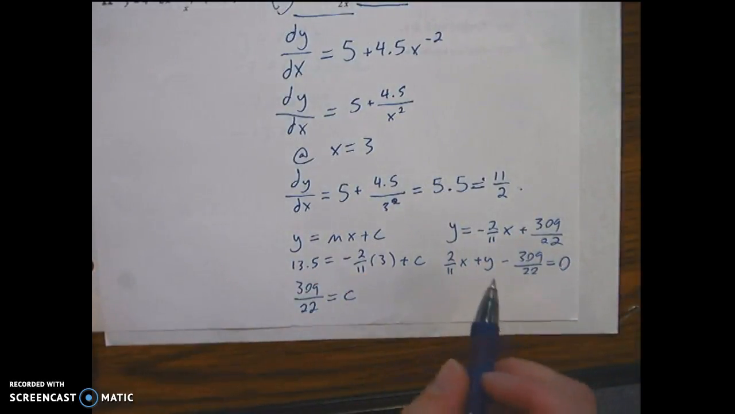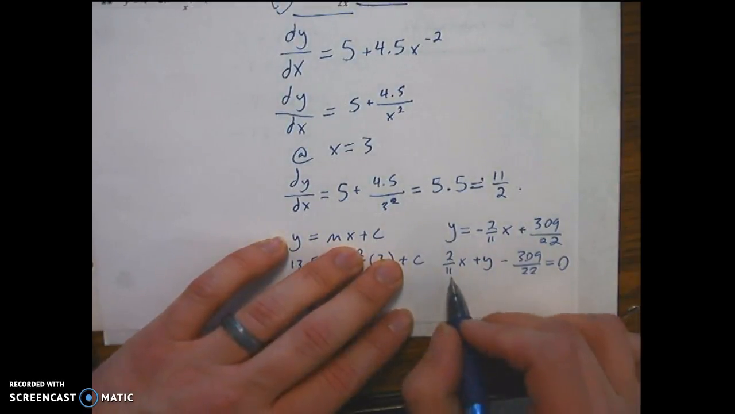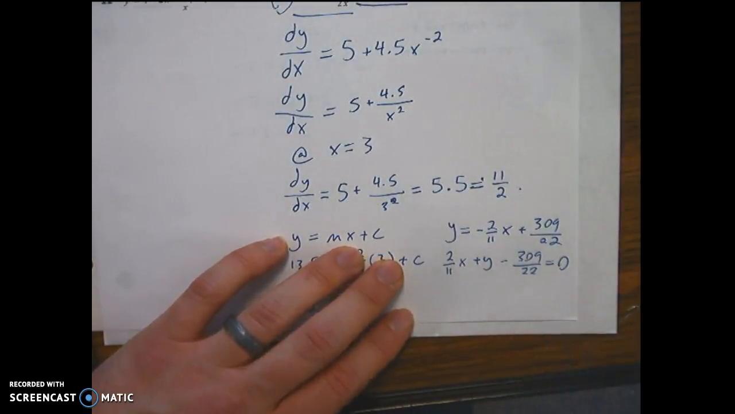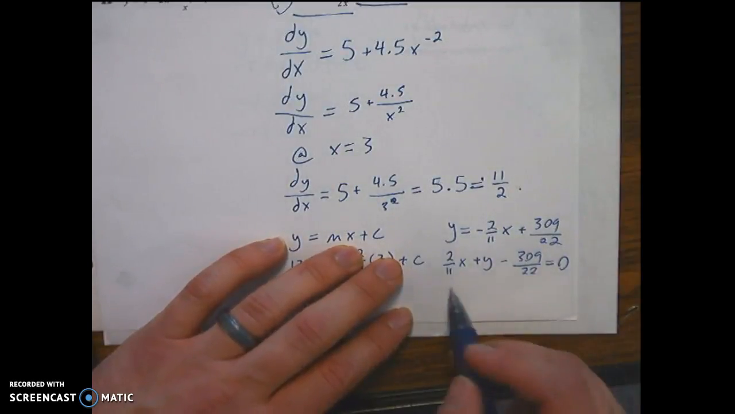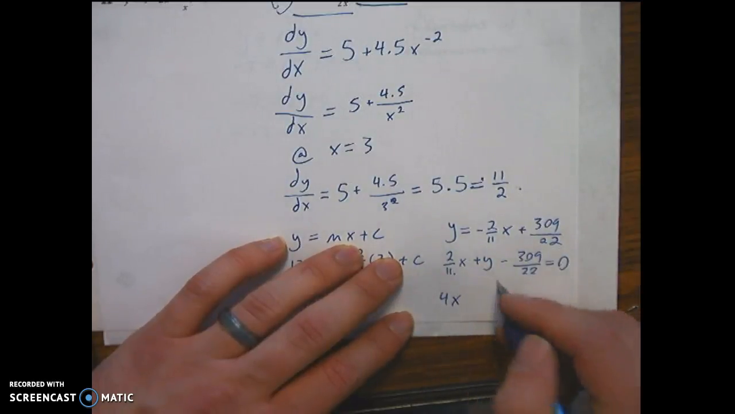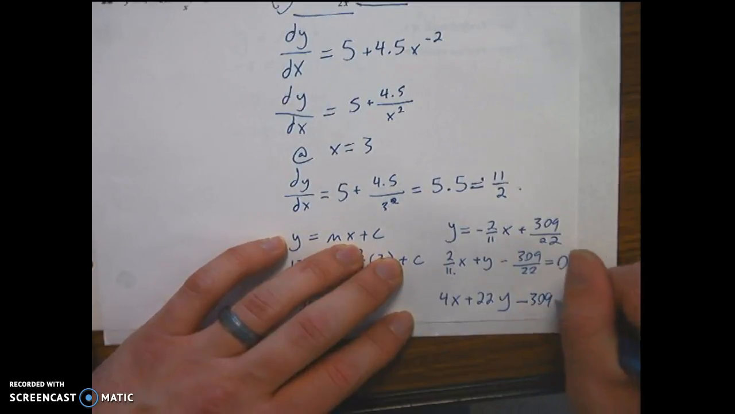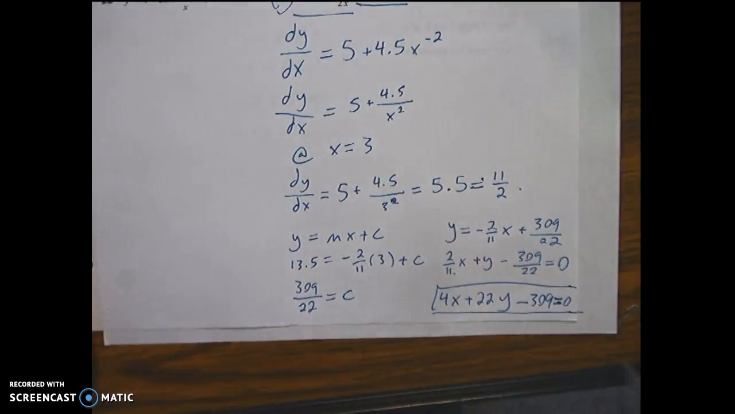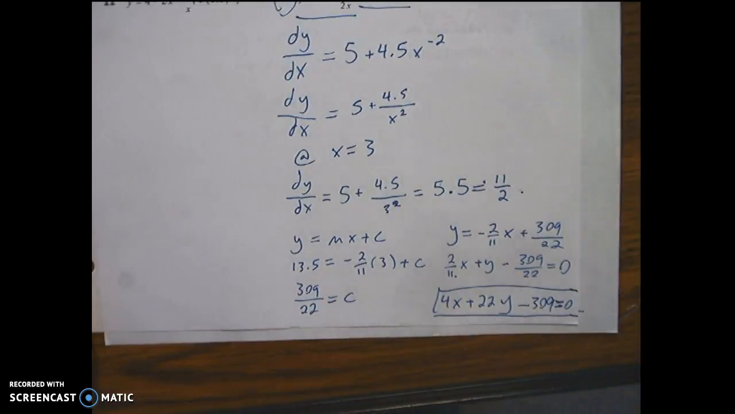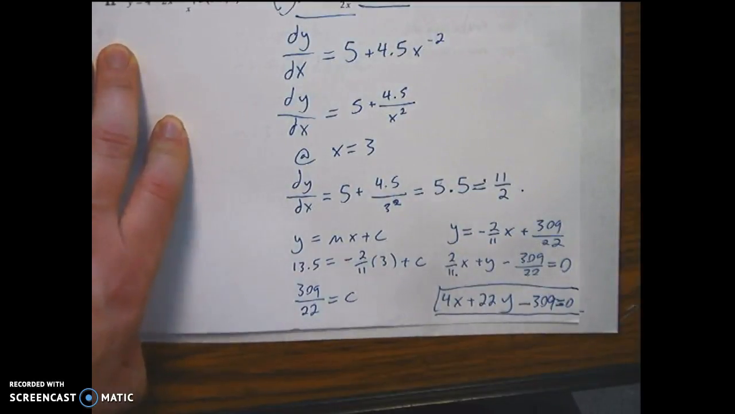And I need to multiply all of these numbers by a number that will clear the fraction. In this case, between 11 and 22, I'm going to multiply everything by 22. So 2 over 11 times 22 is 4x plus 22y minus 309 equals 0. And that's just about as bad as it could possibly be, but that's the equation. I'll probably do another one of those if I have a chance, something that's not quite as ugly.